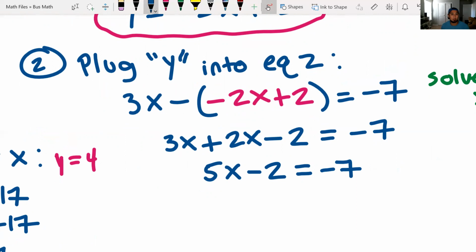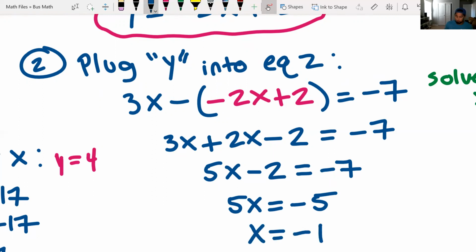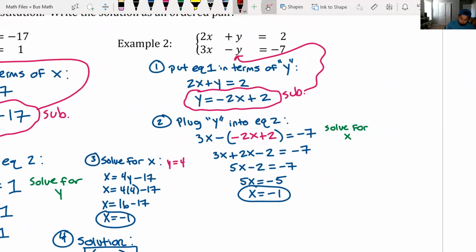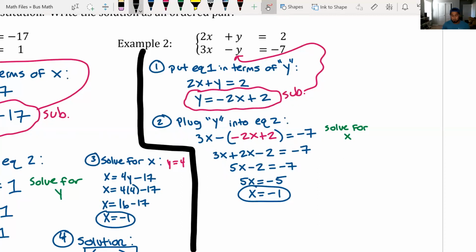Right, 5x, negative 2. Okay, good. Add the 2 over, and you'll get 5x equals negative 5. And then divide by 5, and x will equal negative 1. Okay? We now have x.